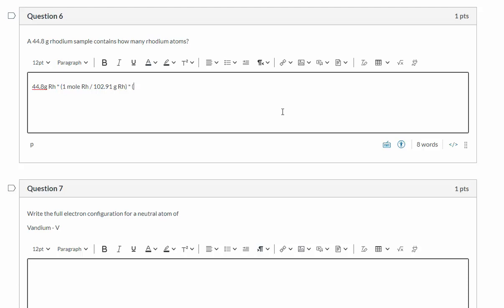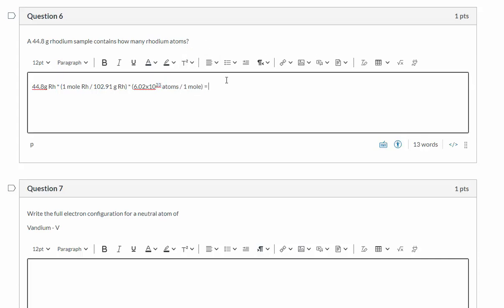The question was, how many rhodium atoms are there? So I need to use Avogadro's number, 6.02 times 10 to the 23rd atoms per 1 mole. And while you're here, make sure this is formatted well.